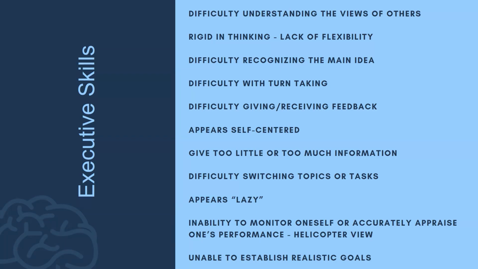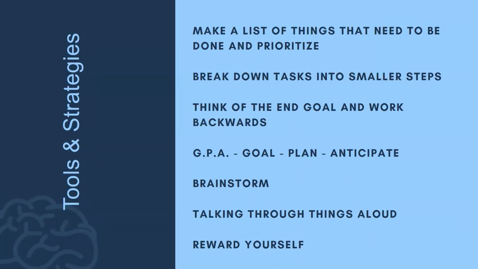An inability to monitor oneself or accurately appraise one's performance, so kind of having that helicopter view of oneself, and an inability to establish realistic goals. Some strategies to help with executive skills would be to make a list of things that need to be done and prioritize, breaking down tasks into smaller steps, thinking of the end goal, and then working backwards.